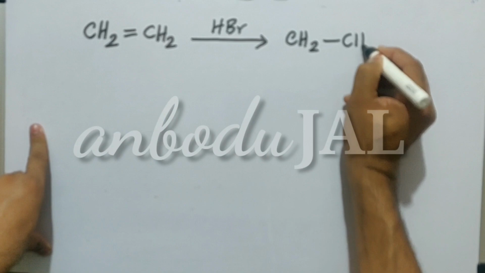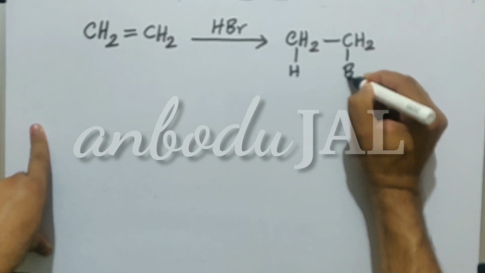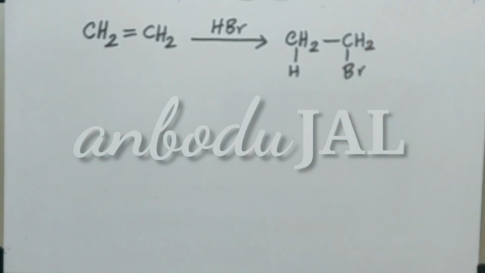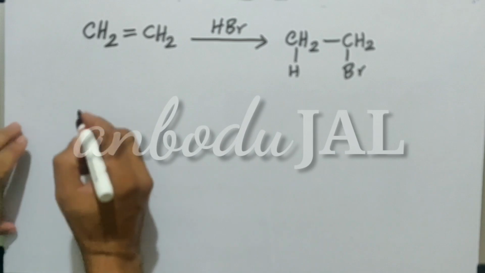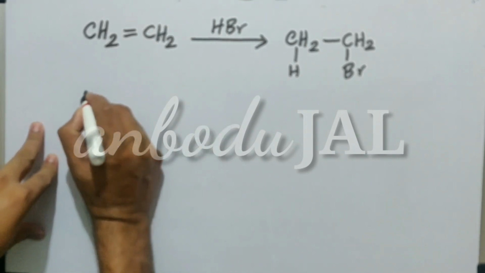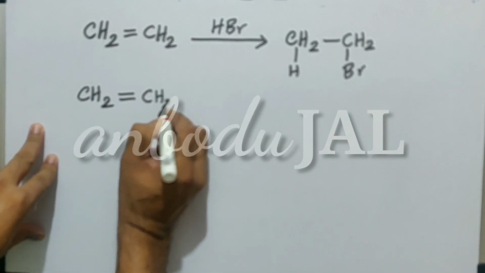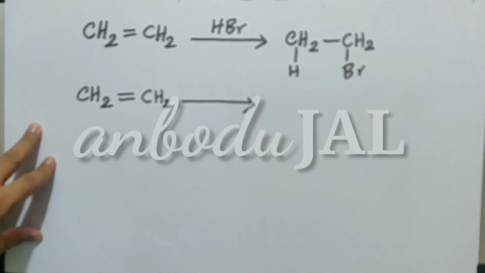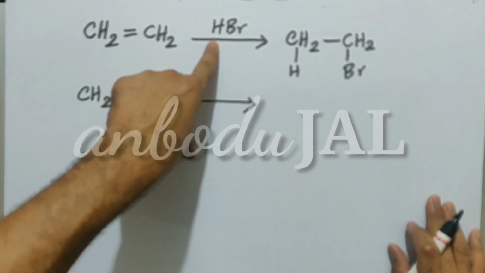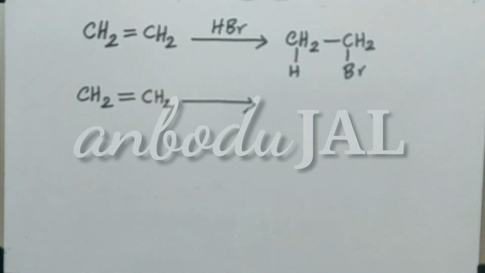CH2 single bond CH2, where one hydrogen comes here and Br comes here; that is, CH3CH2Br is the product. Now I am going to discuss the mechanism behind this reaction. Listen here, CH2 double bond CH2 reacts with HBr, whose positive part is H plus and negative part is Br minus.